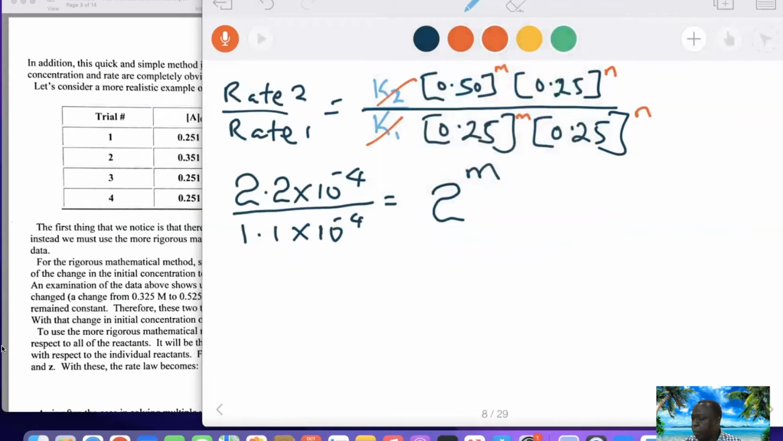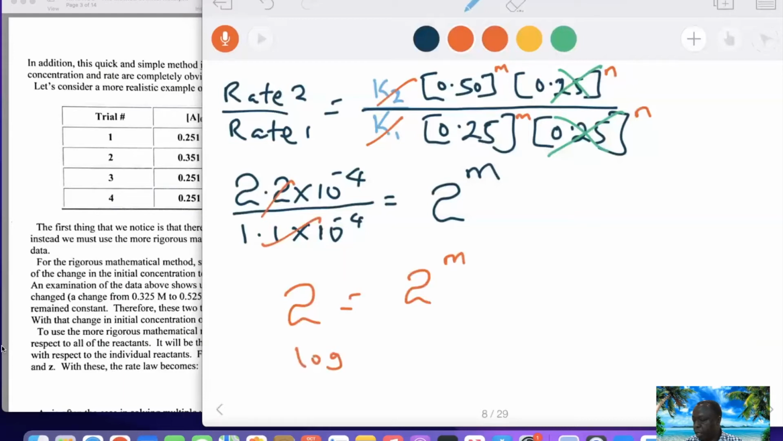We will cancel out the concentration for hydroxide. This is for hydroxide, it's the same as 1. And what will remain is 2 raised to m, where m is the reaction order with respect to tertiary butyl bromide, or 2-methyl propane. So let's cancel this. This will be 2 equals 2 raised to m.